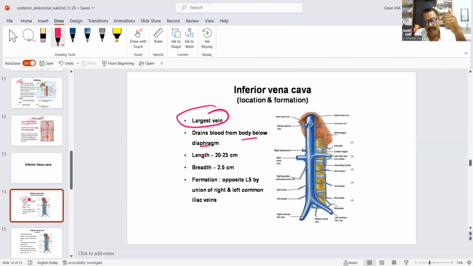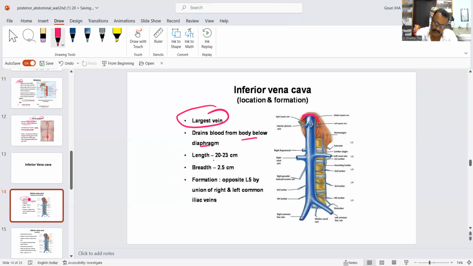From the thoracic cavity, the descending aorta was coming just behind the diaphragm through the aortic opening and entering into the abdomen. Now the inferior vena cava enters into the thoracic cavity through the opening in the central tendon of the diaphragm. We have the central tendon in the diaphragm, through which the inferior vena cava opens into the right atrium.